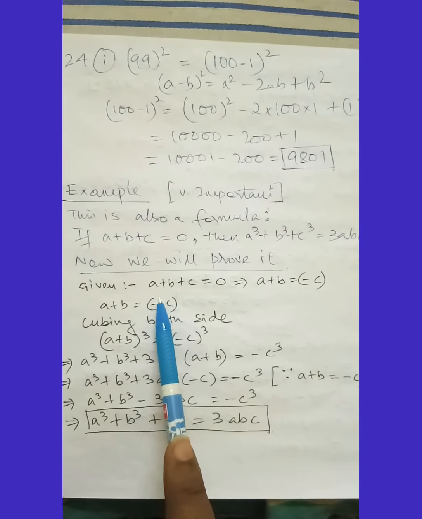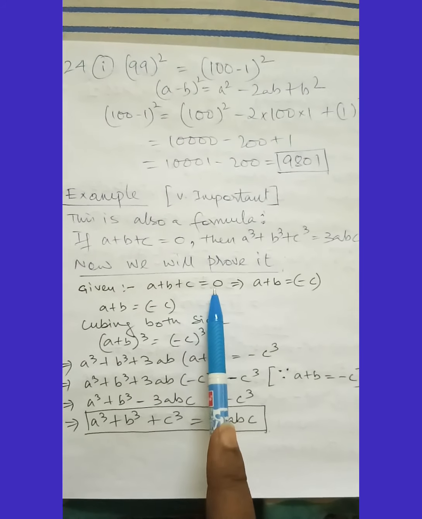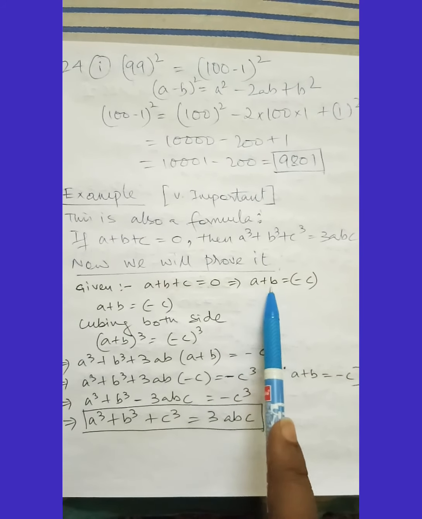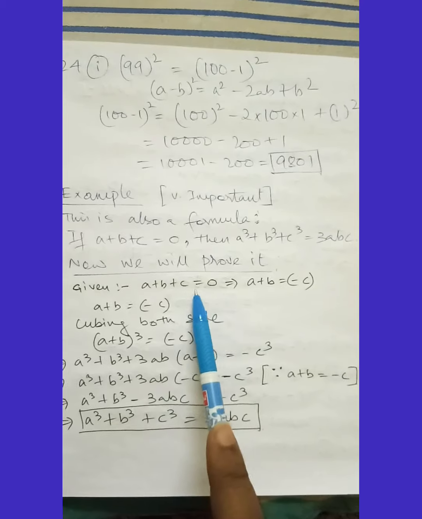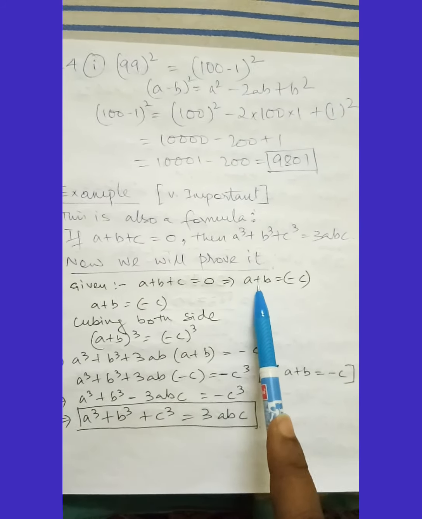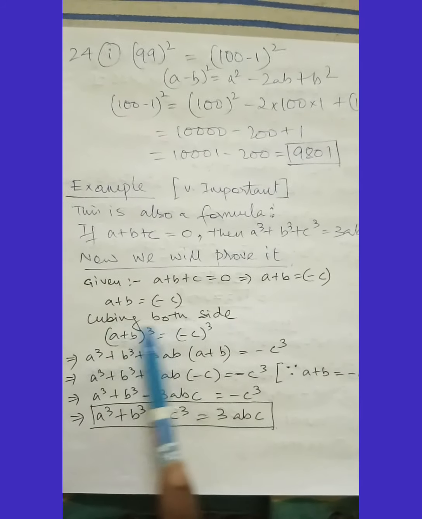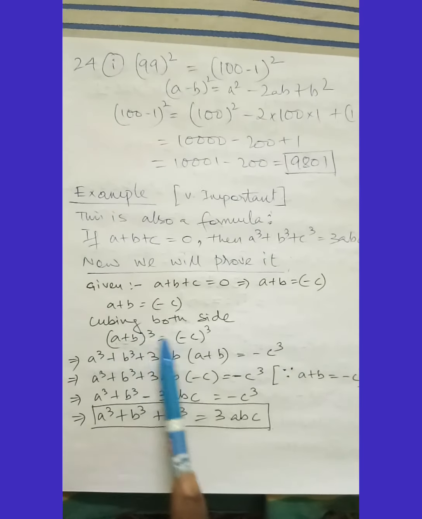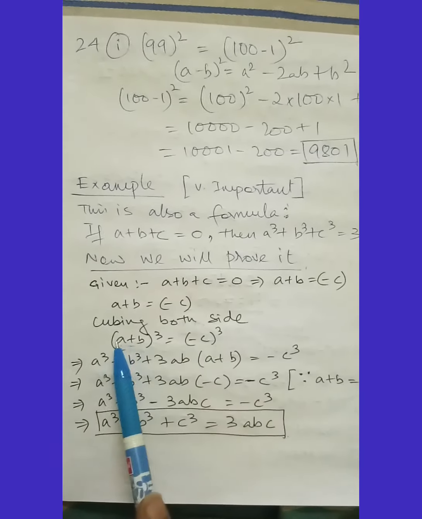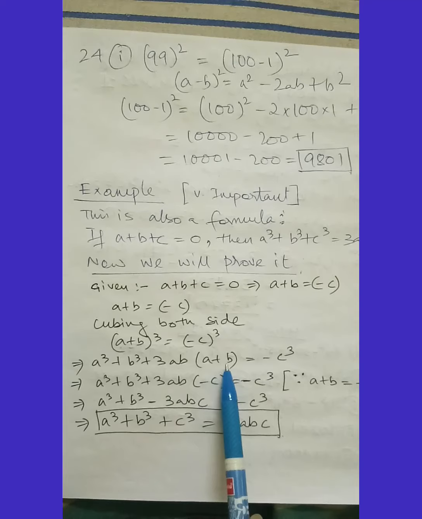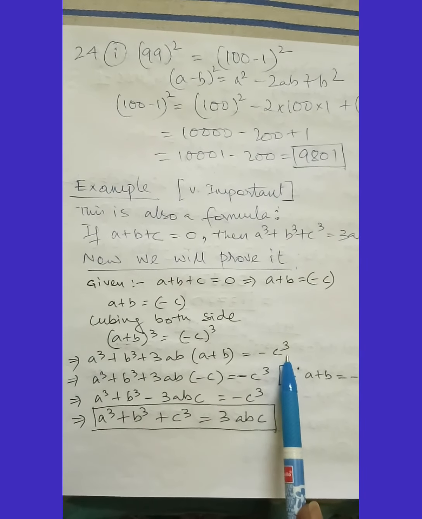How we will prove that: it is given that a plus b plus c is 0, so from here I can write a plus b equals minus c. This c will be transposed over here. Now see, cubing both sides, I have written a plus b whole cube equals minus c whole cube. A plus b whole cube, you know the formula, I have written it over here.